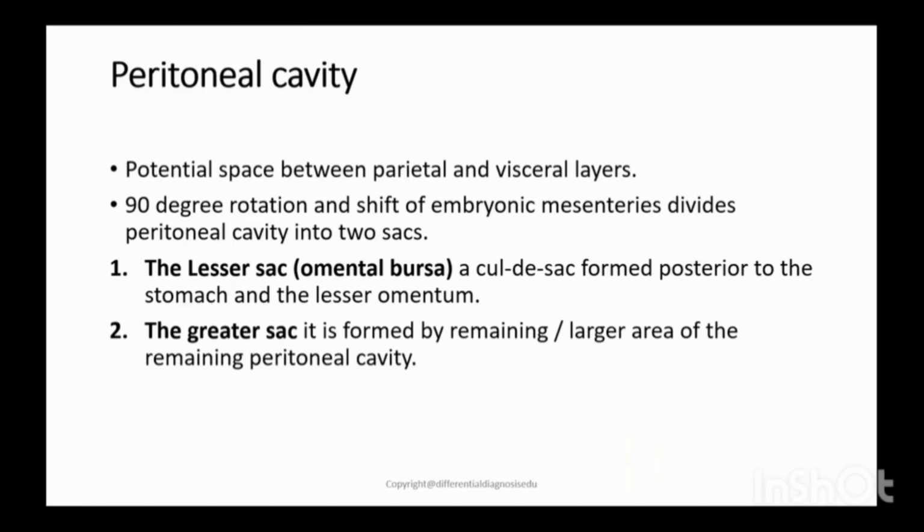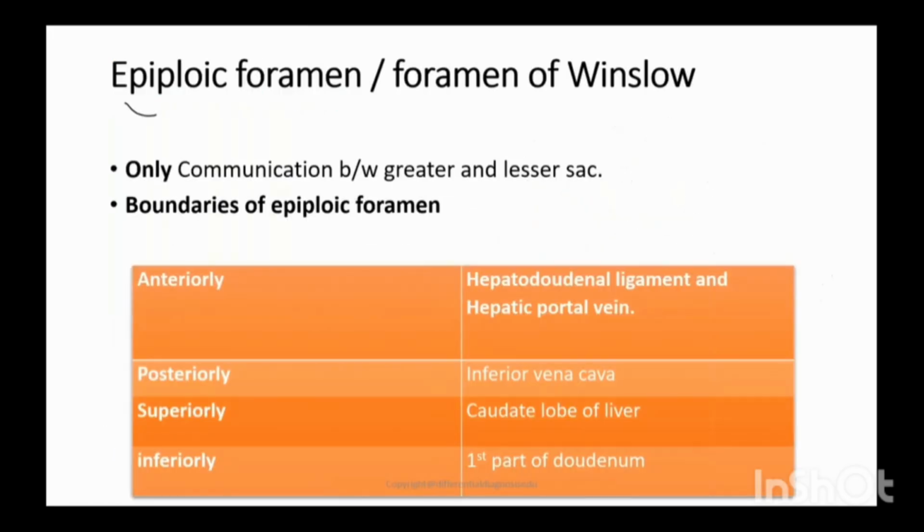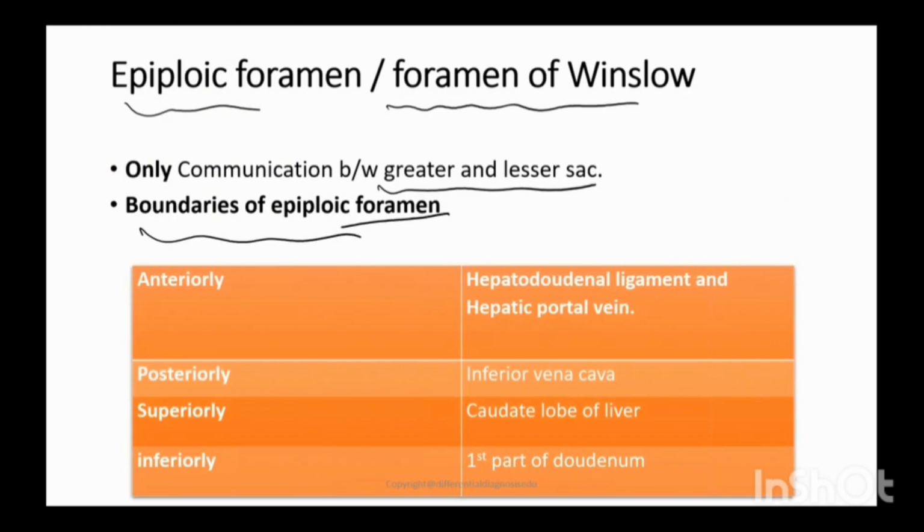Epiploic foramen is important. It's also called foramen of Winslow. This is the only communication between greater and lesser sac. Now, what are the boundaries of epiploic foramen? So they will not ask you any of these boundaries, but you should know, because there is one thing which they will ask you, which is content of epiploic foramen. That is the most important question. But let's go over the boundaries.